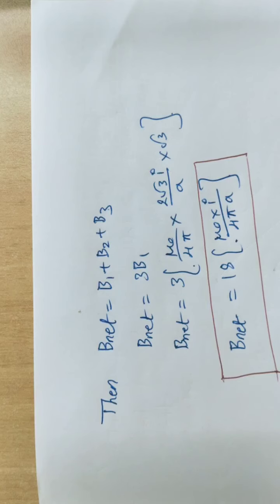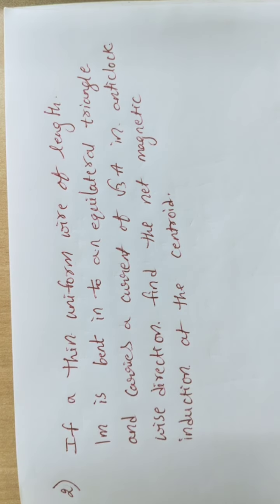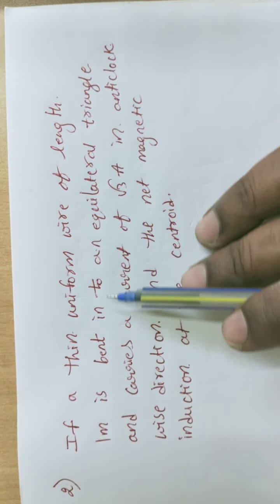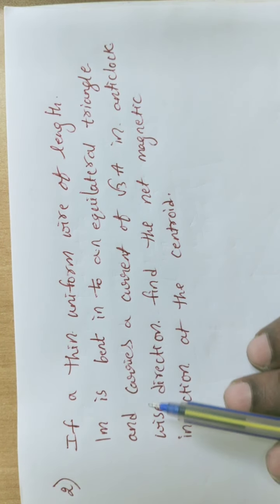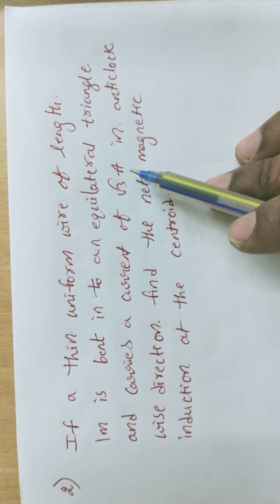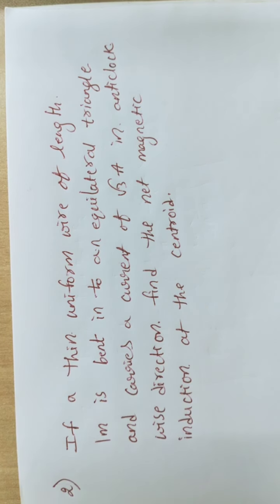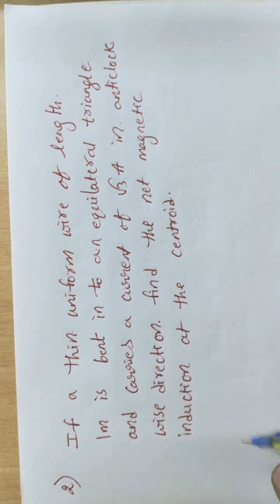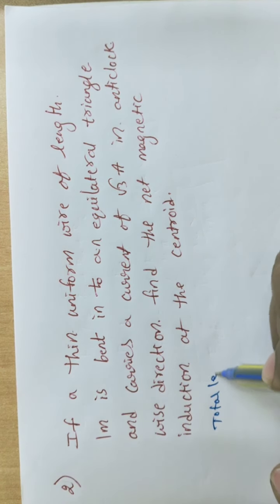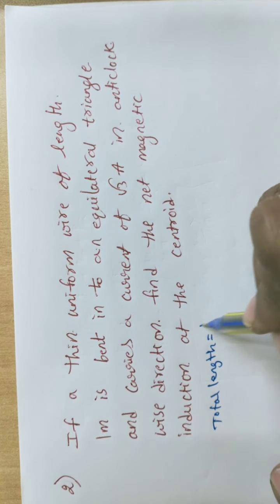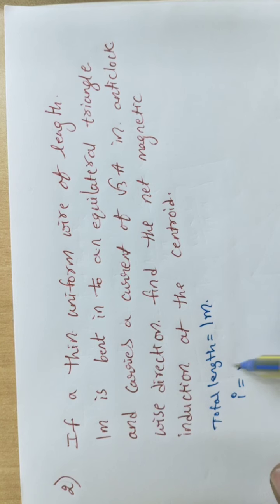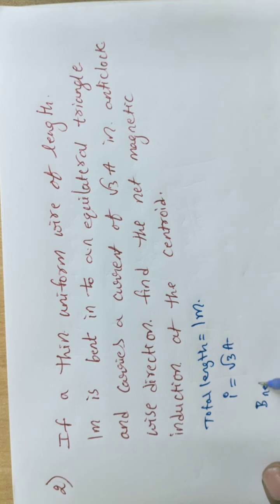So one thing, students, based on this formula I want to calculate one simple problem for your sake. See, students, if a thin wire of length 1 meter is bent into an equilateral triangle and carries a current of root 3 ampere in anti-clockwise direction, find the net magnetic induction at the centroid. Total length given is 1 meter. The current value is root 3 ampere. So we are expecting the B net value.